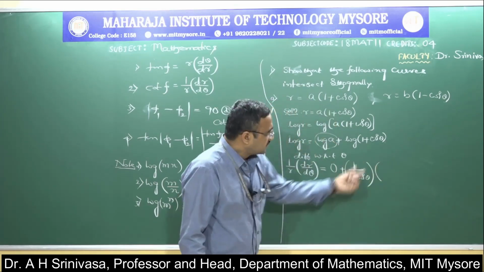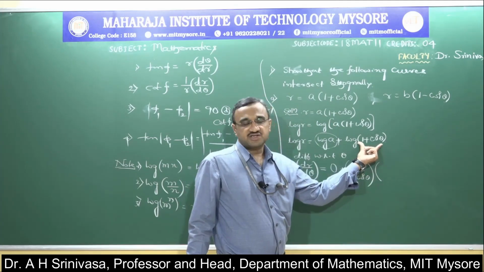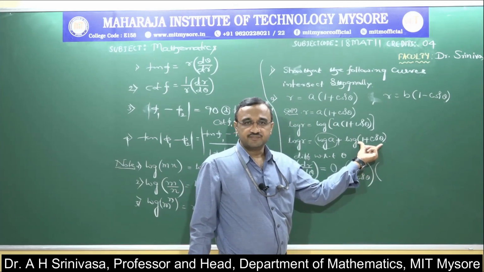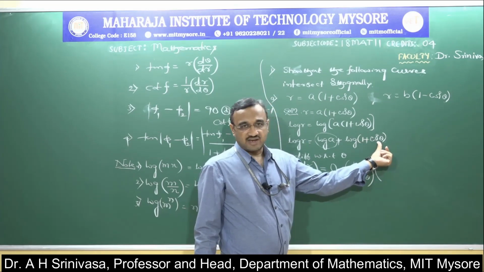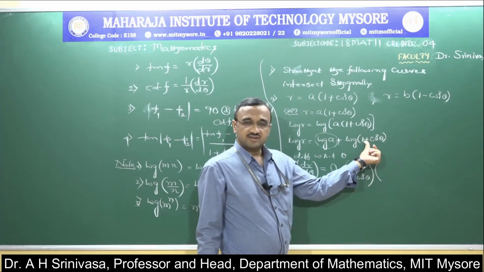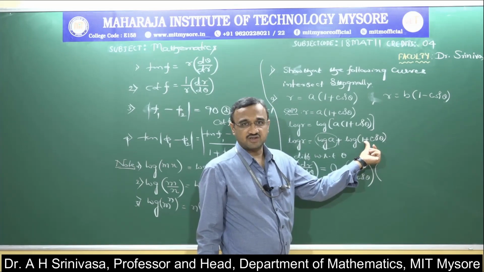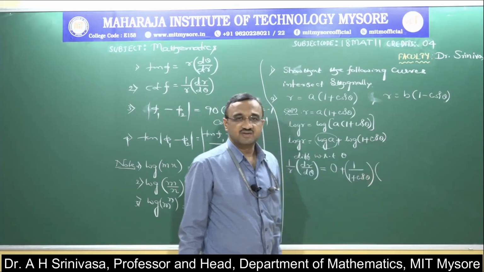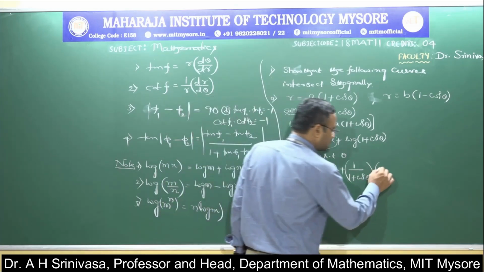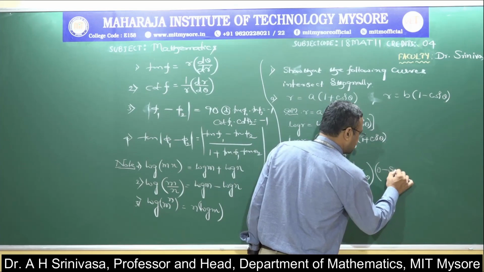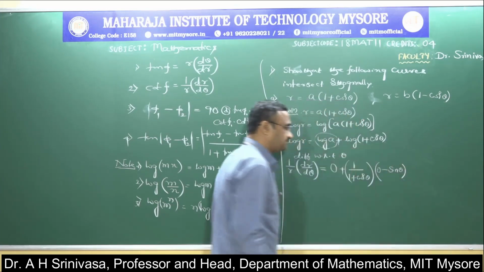Into, inside the angle we are going to differentiate now. The function is over; now I'm going to differentiate the angle. 1 plus cos theta is your angle. The differentiation of 1 becomes 0, a constant function. Then the differentiation of cos theta is minus sin theta with respect to theta. So it is 0 minus sin theta. You have to remember this.